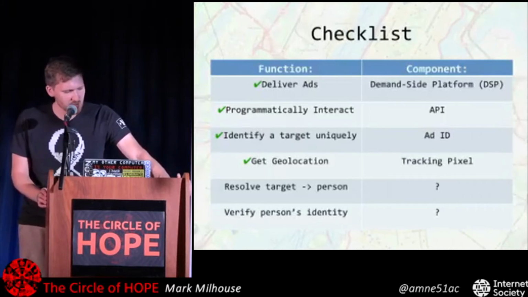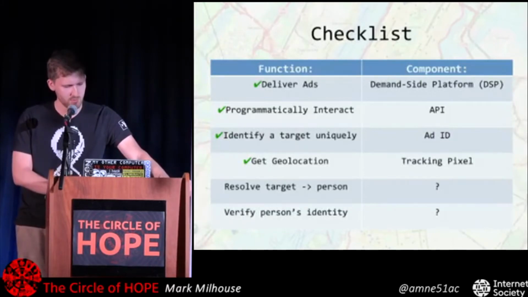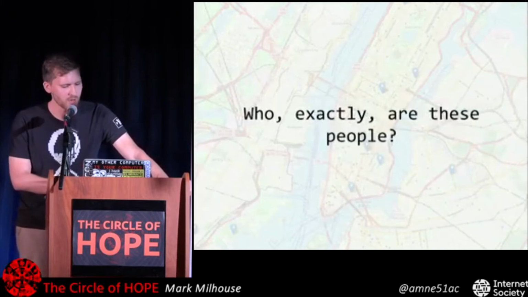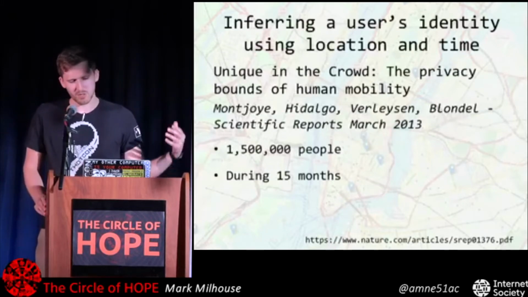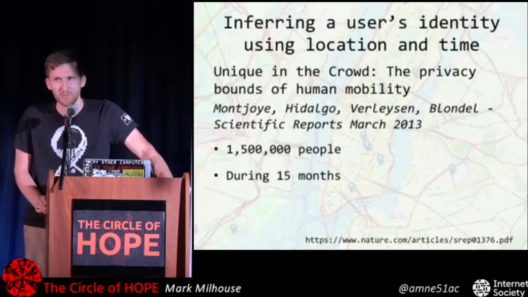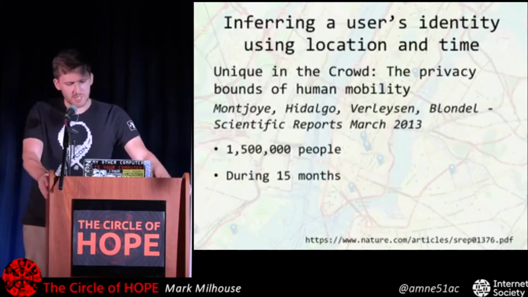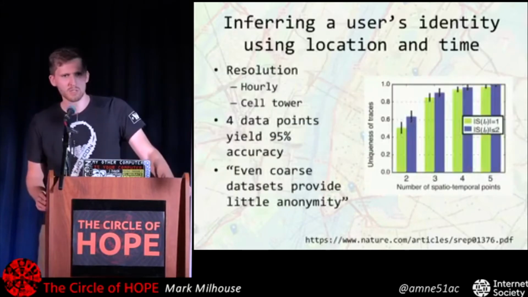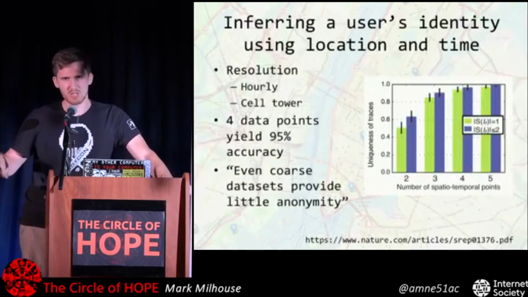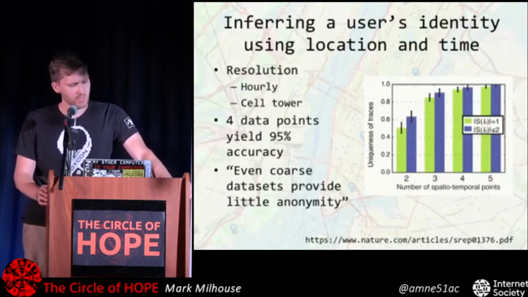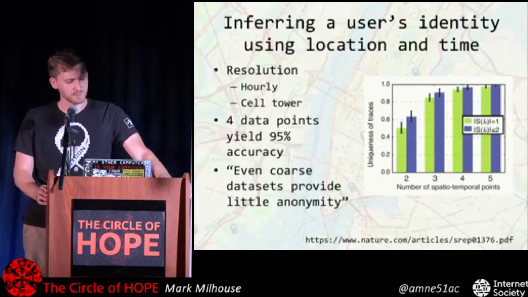So the next question is, how do you resolve a target to a specific person? When you have the geolocations, who exactly are these people? I stumbled across an article called Unique in the Crowd: The Privacy Bounds of Human Mobility. These researchers studied 1.5 million people, I believe in Europe, over the course of 15 months. They were using cell tower resolution and roughly the range of an hour to know somebody was in this location within that range of time. And they found that 4 data points with that resolution could yield about 95% accuracy.